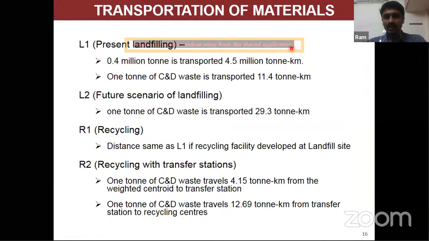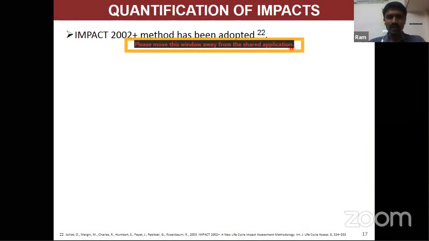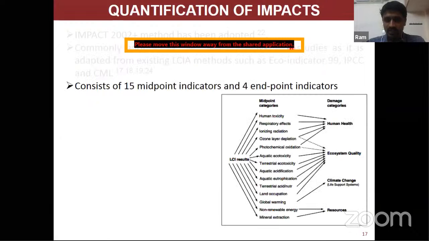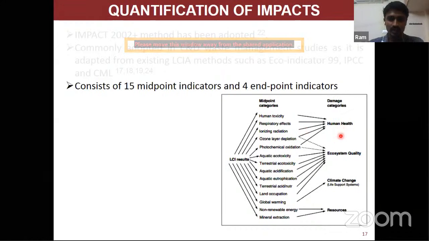Based on the inventory and the scenarios that I have discussed, we are able to quantify the transportation involved and other related data. We have used the IMPACT 2002+ method to map the inventory into environmental impacts. From the inventory data, it maps the impacts into 15 midpoint indicators, and the 15 midpoint indicators are mapped onto 4 endpoint indicators, which are human health, ecosystem quality, climate change, and resources.